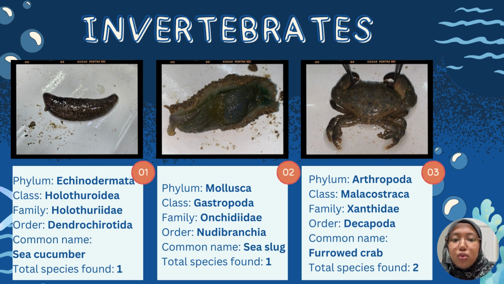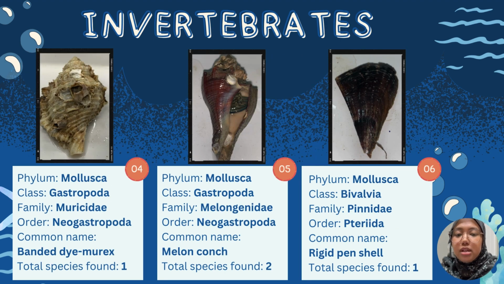The third one is furrowed crab from phylum Arthropoda in class Malacostraca. It falls under order Decapoda and it comes from family Xanthidae. Total species found is 2. Fourth one is banded Dimurex from phylum Mollusca in class Gastropoda. It falls under order Neogastropoda and family Muricidae. Total species found is 1.